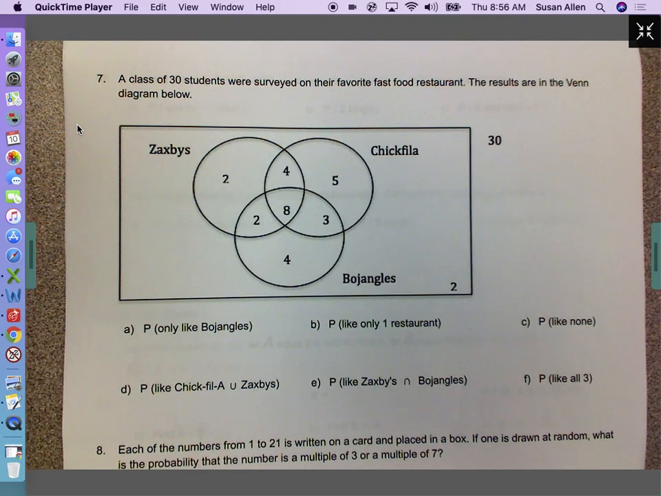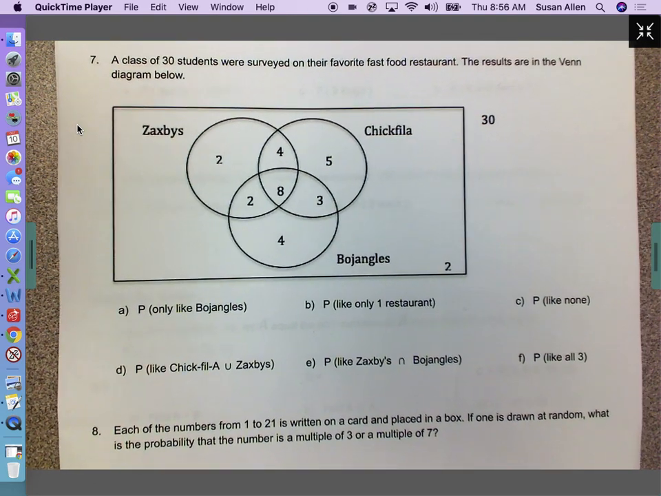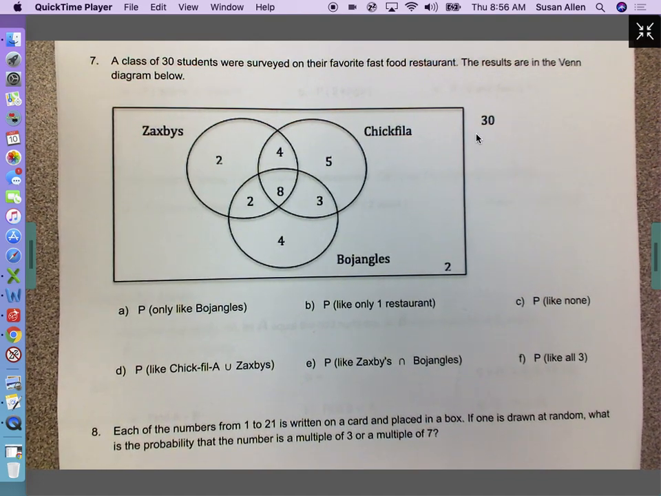In this video, I'll be going over the back side of the Math 2 Unit 2 test review. So number 7 asks, a class of 30 students were surveyed on their favorite fast food restaurant. The results are in the Venn diagram below, and you're asked different probabilities. So you've got a three-way Venn diagram here with lots of information. So let's talk first about what everything represents.